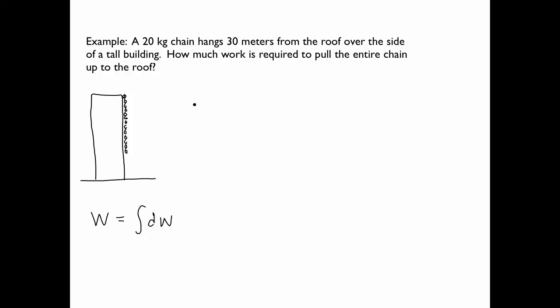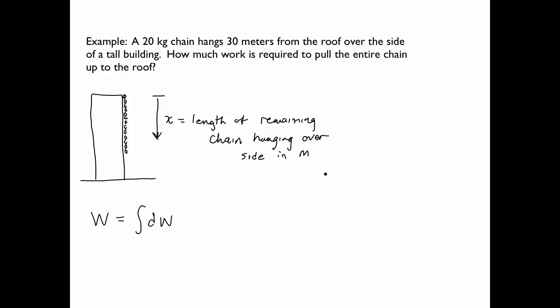Okay, so we've got to come up with some variables here. So what we'll say is that x is our distance down from the top. And so x is going to mean the length of chain remaining hanging over the building. Length of chain, in what unit here? Meters.